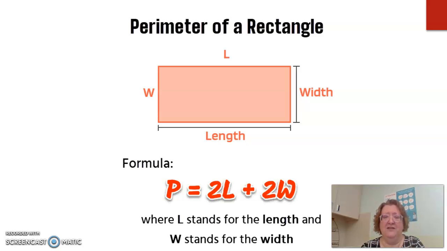Repeat that with me, please. Perimeter equals 2 times length plus 2 times width. Very good. Now say it once on your own.